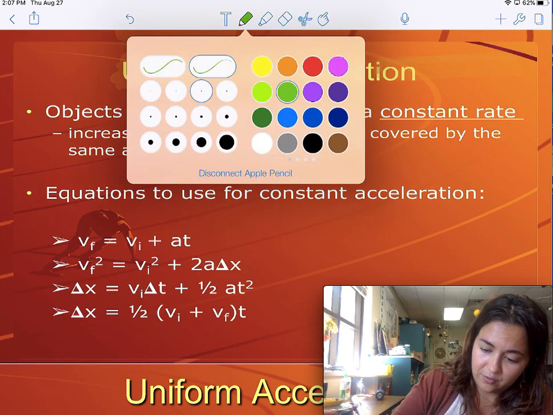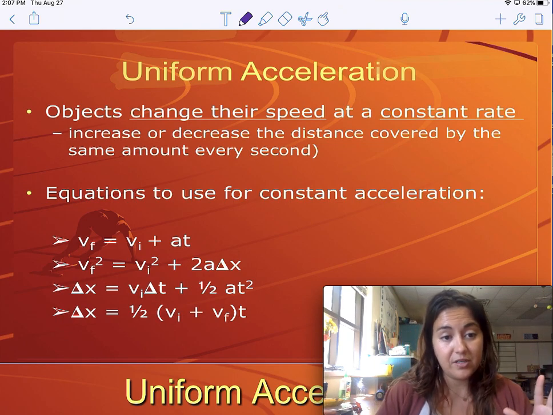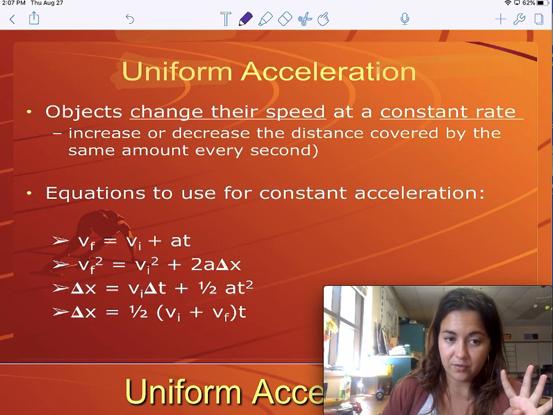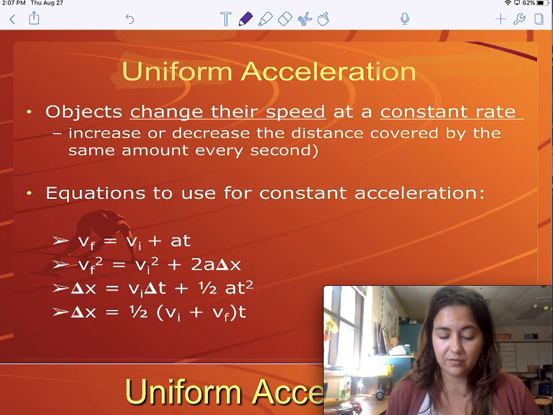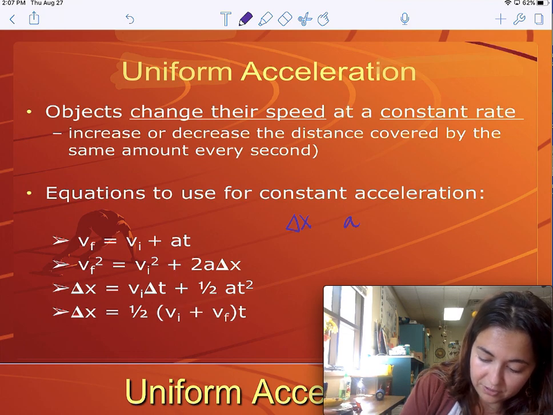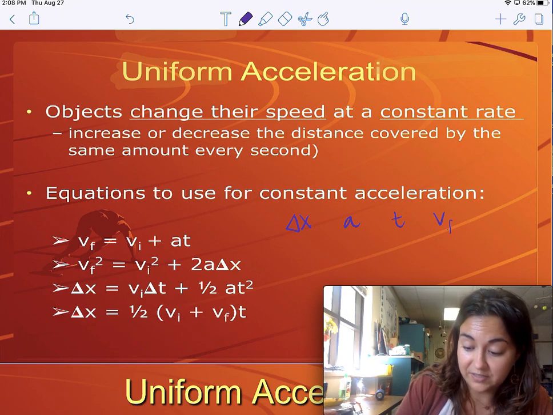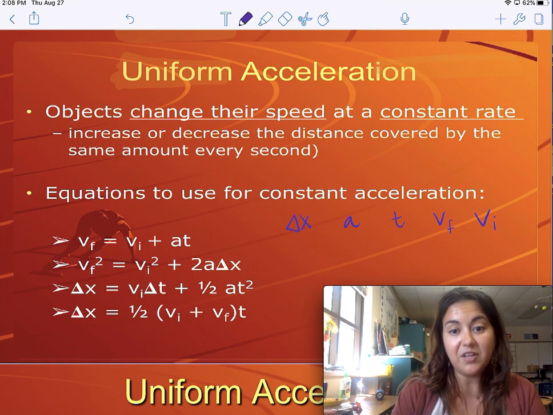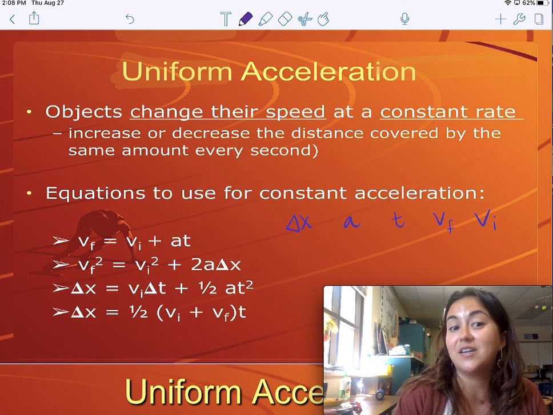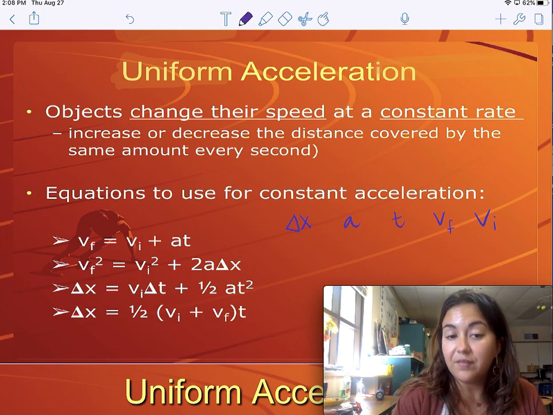First, take note that all of these equations are made of the same 5 letters. Each equation only has 4 of those letters, but they're all made of the same 5. We have delta x, we have acceleration, we have time, and since acceleration is a change in velocity, we have final velocity and initial velocity. We could have lots of different types of velocities, not just 2 whenever I'm accelerating, right? Because that is a change in velocity, so just kind of keep that in mind. But all of those equations don't have any different letters other than those 5.